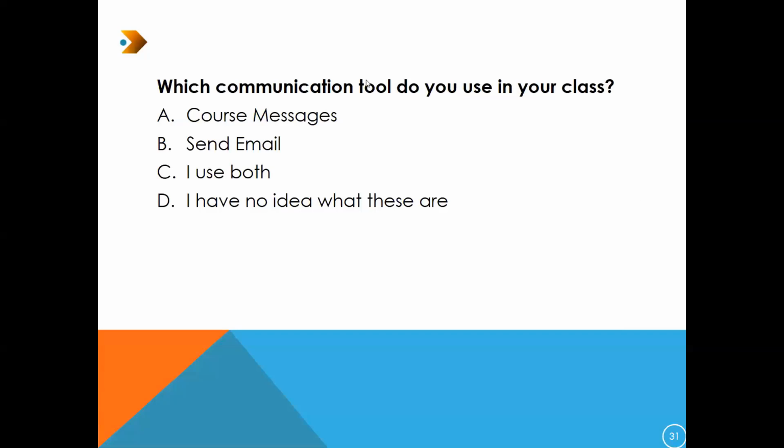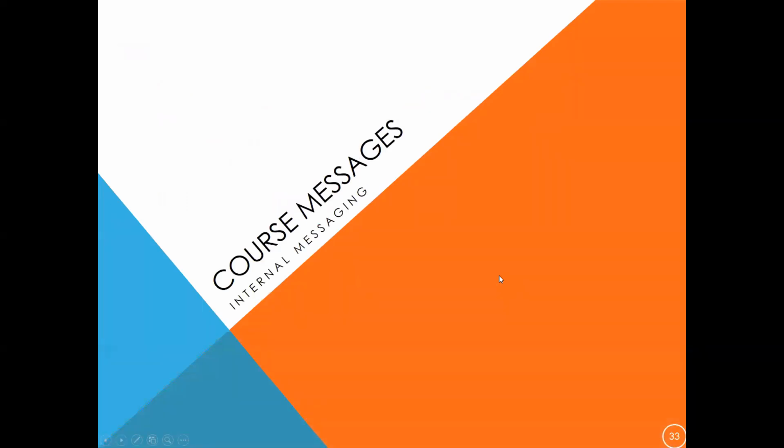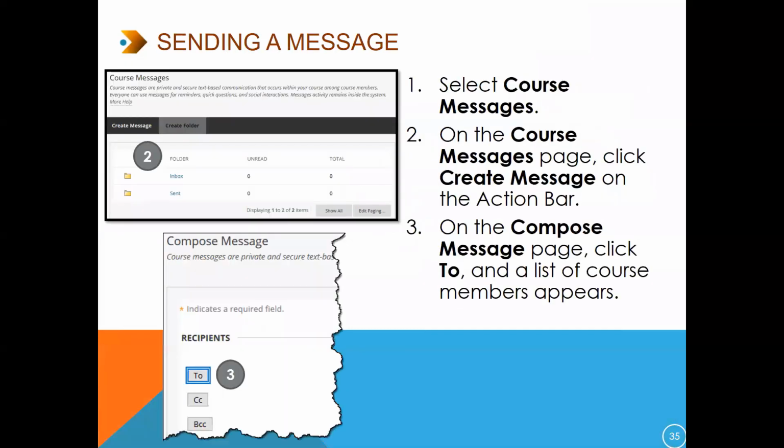So, like I said, I'm going to talk about some of our communication tools. The first one I want to talk about is course messages. We have course messages and send email. They both function very differently, and I like to make it very clear, especially for new people, that you understand what the difference is. So course messages is an internal messaging system. By default, you actually have an inbox and a sent box inside of WTClass.